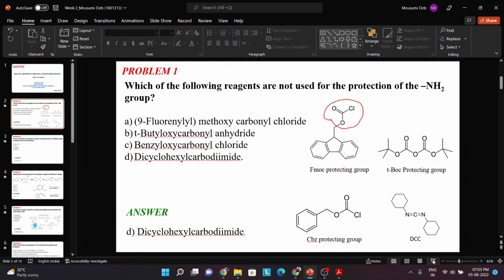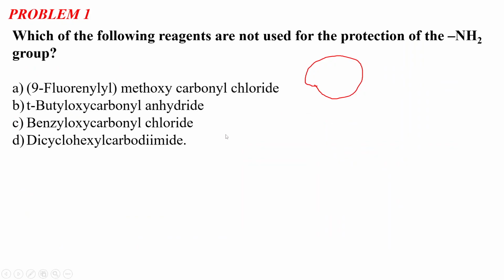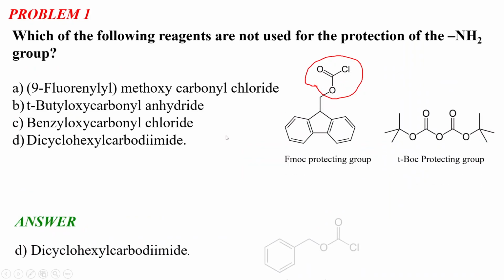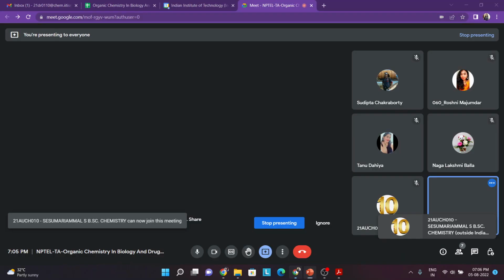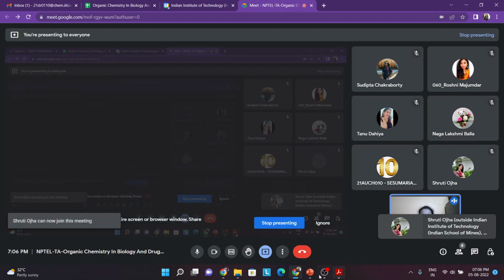So there is a very common group. I will show you the answers first. Yeah, a very common group like this, OC double bond OCl, and this group basically helps to protect the amine group, which is the free amine group.